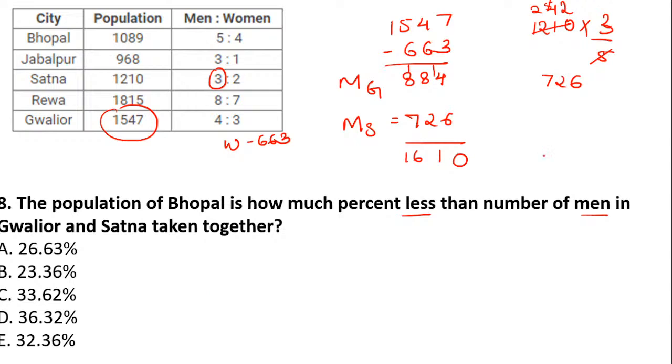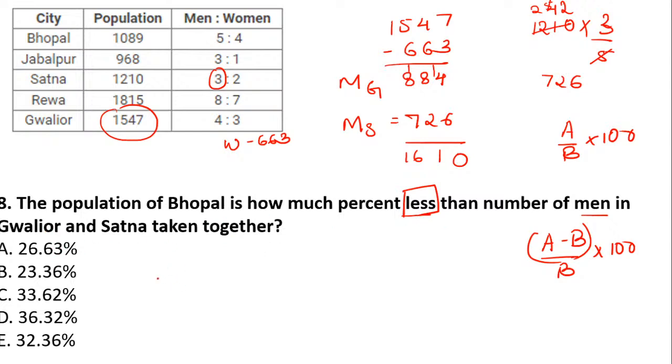Now they are asking you percentage decrease, students. Please don't make the error of using that formula A upon B into 100. No, because they are saying percentage less. So what was the formula of percentage decrease? A minus B upon B into 100. So here we are comparing the Bhopal population with Gwalior and Satna.